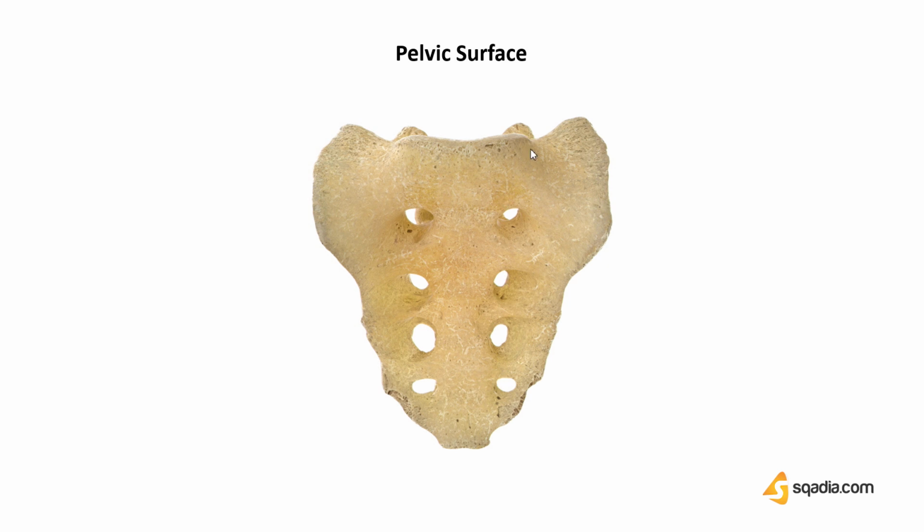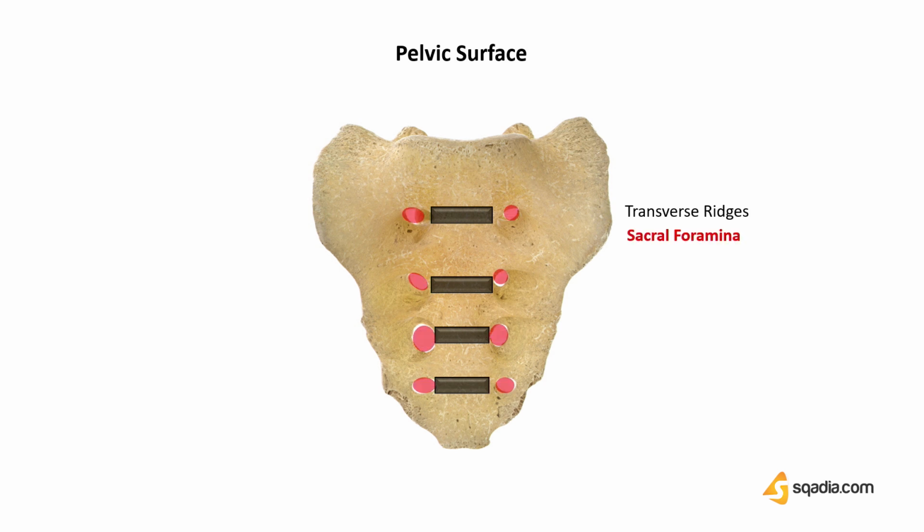Starting off medially, we have these 4 transverse ridges which indicate the fusion of the bodies of the 5 sacral vertebrae. These ridges on either side end at the 4 sacral foramina, which communicate with the sacral canal. Most laterally, we have the lateral masses, which are formed by the union of the costal elements.